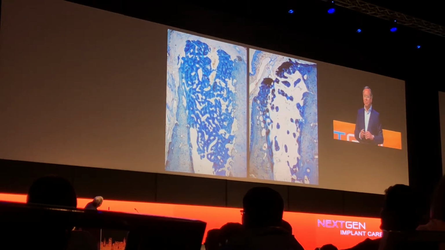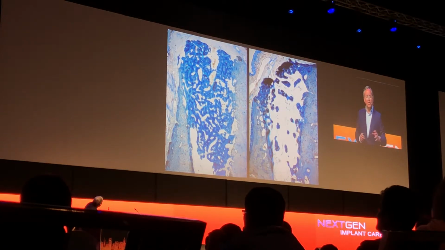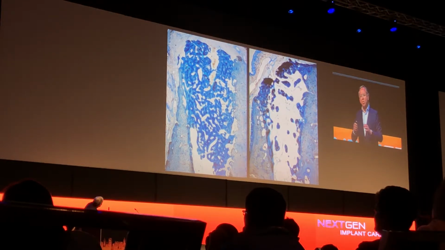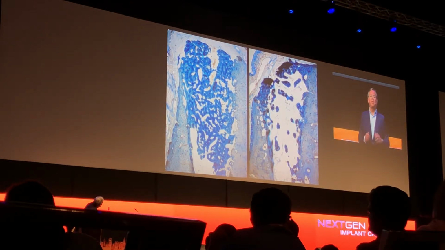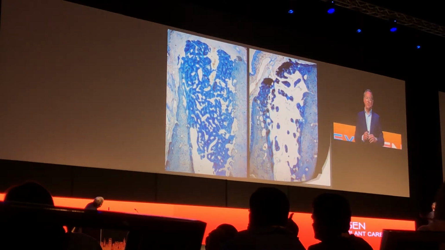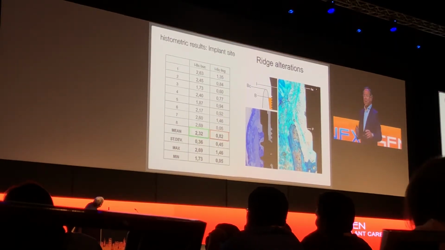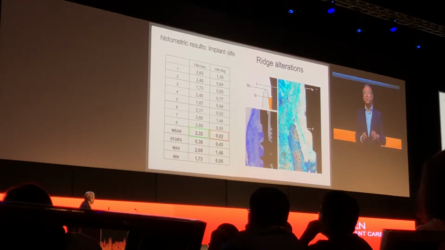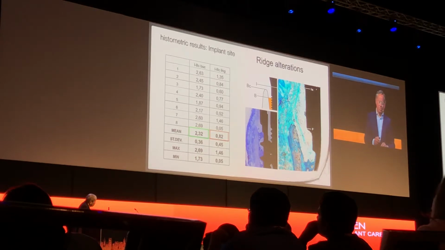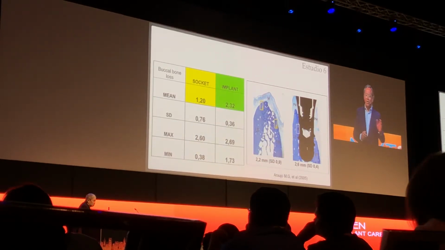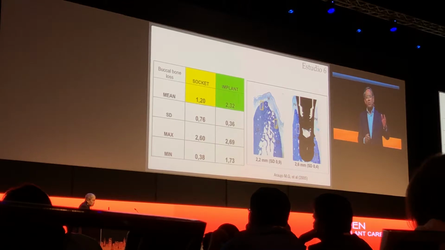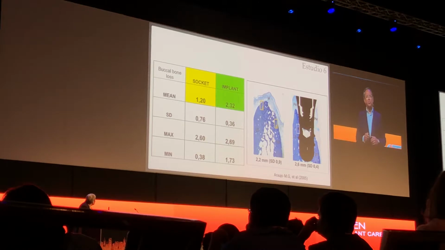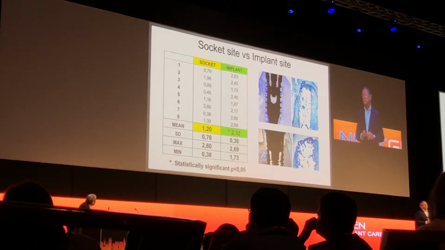And you see here 2 sockets, one that didn't lose anything and the other one that lost quite a lot. So there is quite a high variability in how sockets heal. What happened in the implant sites? Well, we didn't lose 1.2 in the implant sites, we lost 2.3. So as you can see, when we compare the sockets without and the sockets with, the implant does not help to maintain the dimensions of the socket.